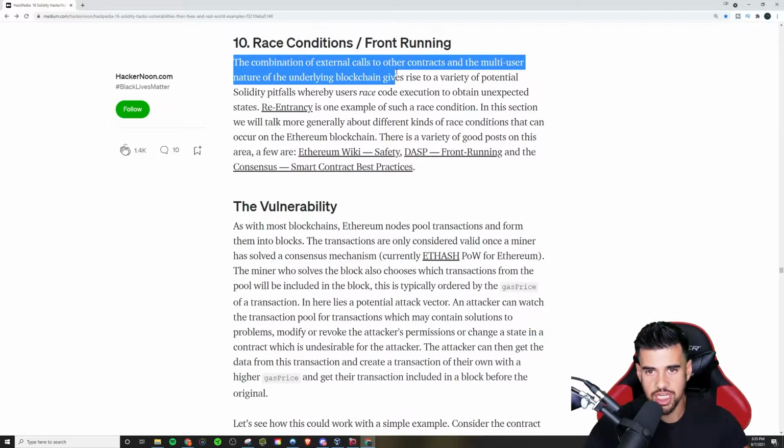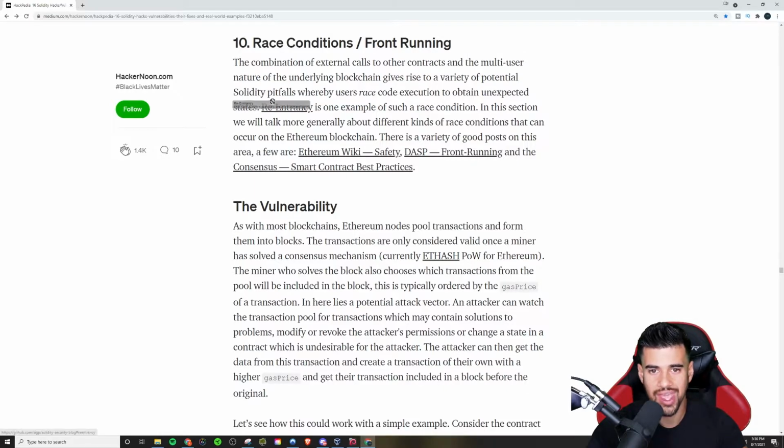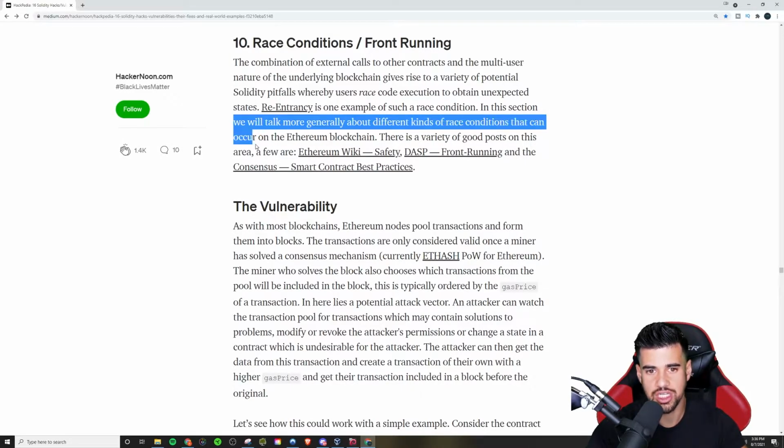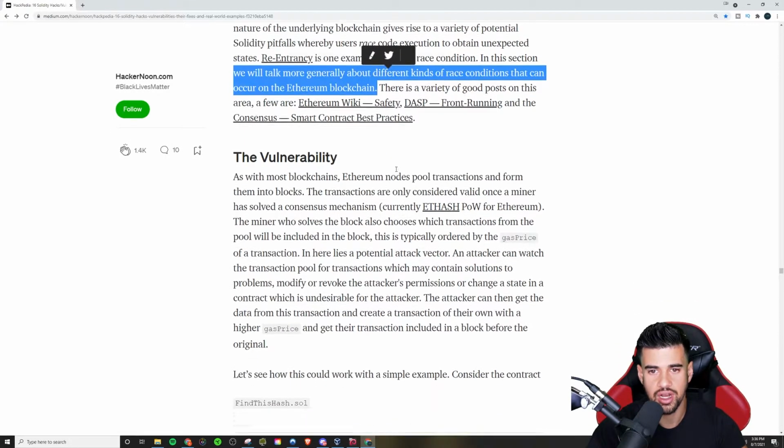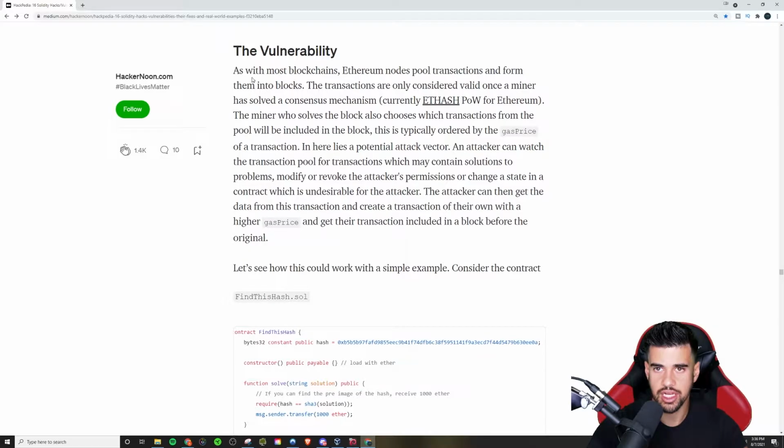The combination of external calls to other contracts and the multi-user nature of the underlying blockchain gives rise to a variety of potential Solidity pitfalls where users race code execution to obtain unexpected states. Re-entrancy is one such example of a race condition. In this section, we'll talk more generally about different kinds of race conditions that can occur on the Ethereum blockchain. They have a number of articles here to check out, but I'll just be sticking to this article and this one.